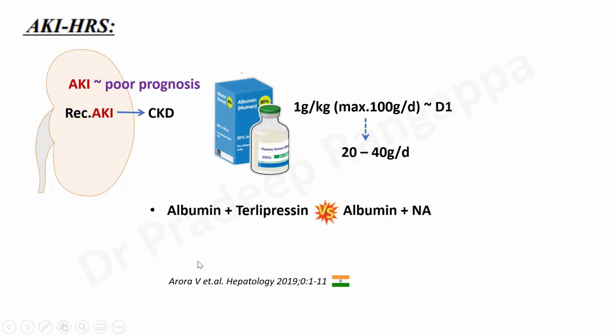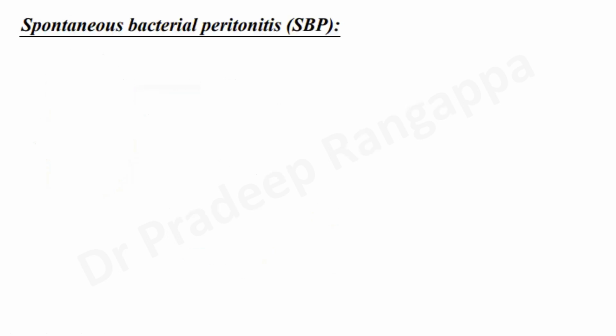There was this study. There are a good number of quality studies from India in this area. This study compared albumin with terlipressin versus albumin with noradrenaline, and showed that albumin with terlipressin was superior to albumin with noradrenaline in preventing or minimizing hepatorenal acute kidney injury. I'm sure many intensivists would be using this regime when someone comes to the ICU with AKI. So the first established cause is large volume paracentesis, and the second is AKI and hepatorenal syndrome.